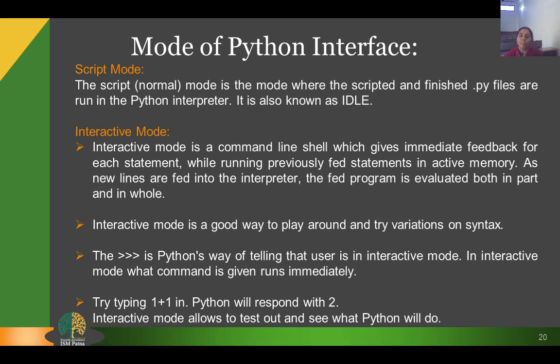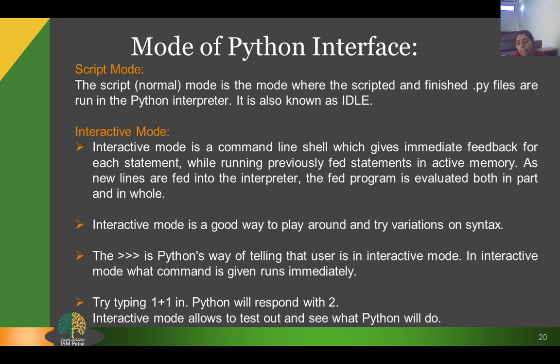Whereas when we talk about interactive mode, it is a command line shell which gives immediate feedback for each statement, while running previously fed statements in active memory. As new lines are fed into the interpreter, the fed program is evaluated both in part and in whole. Interactive mode is a good way to play around and try variations on syntax. The triple greater than sign or triple closing angular bracket is Python's way of telling that user is in interactive mode. In interactive mode, what command is given runs immediately.